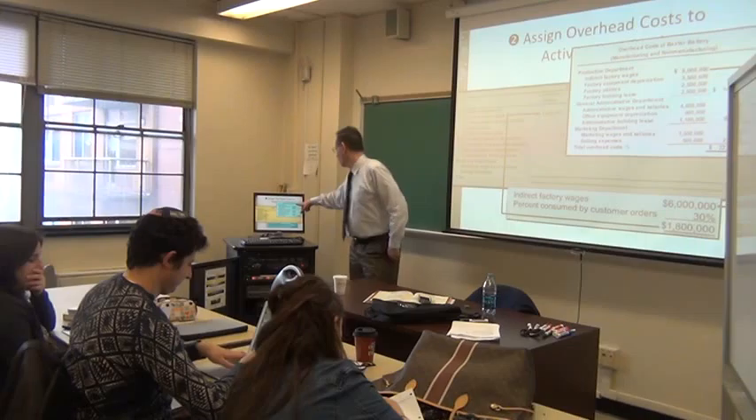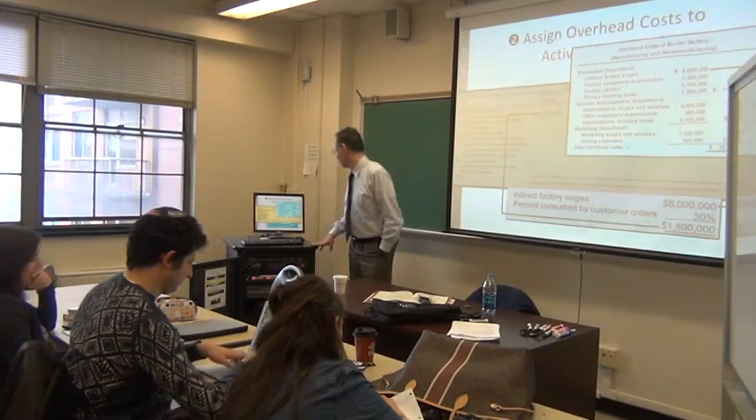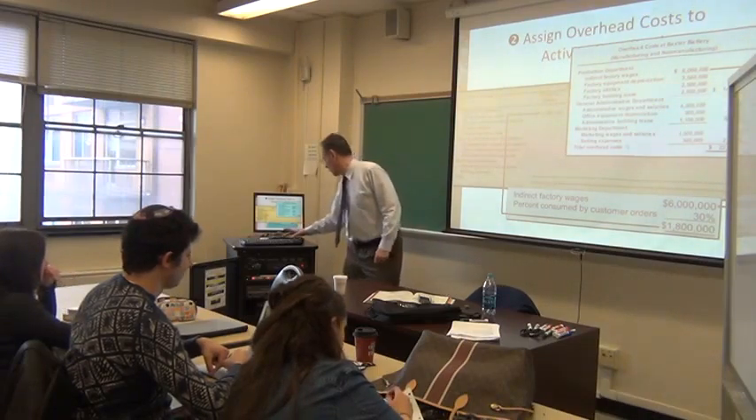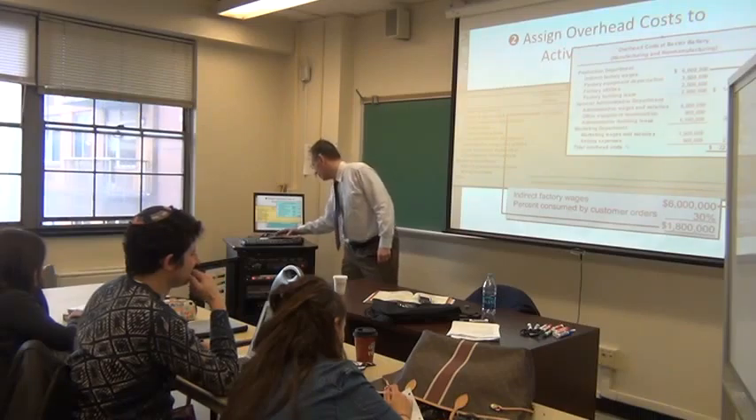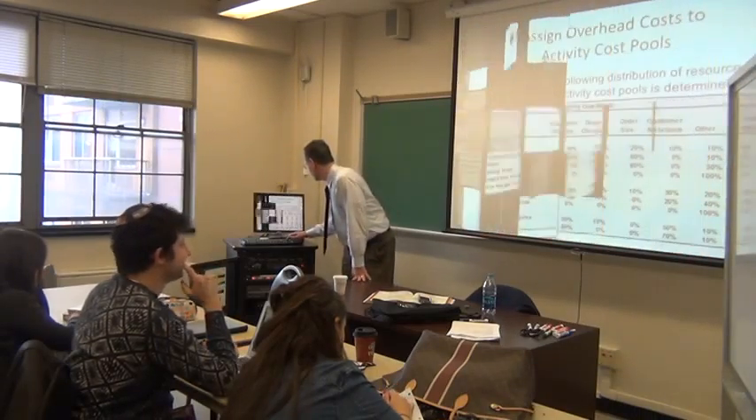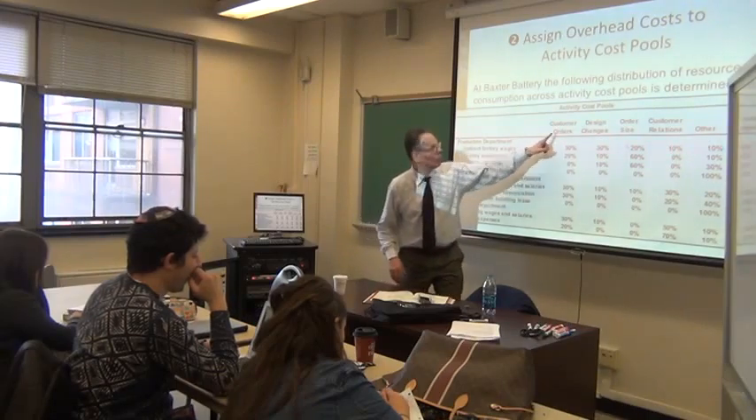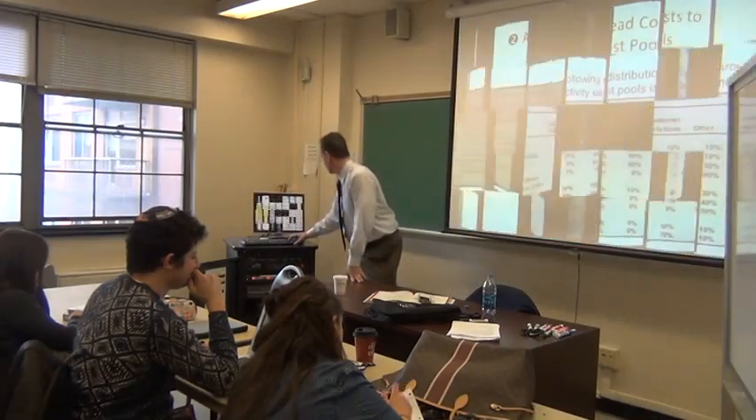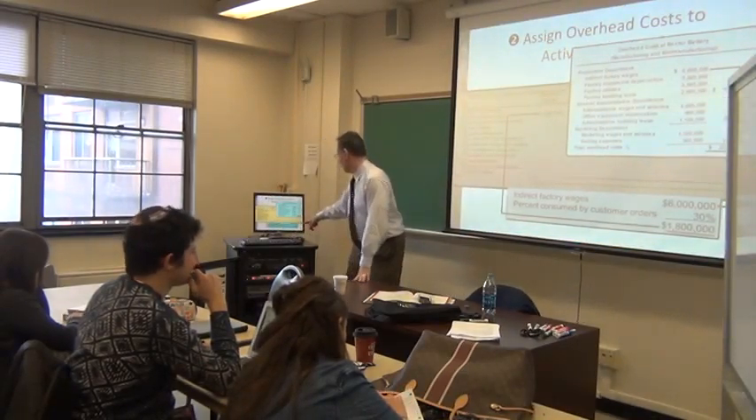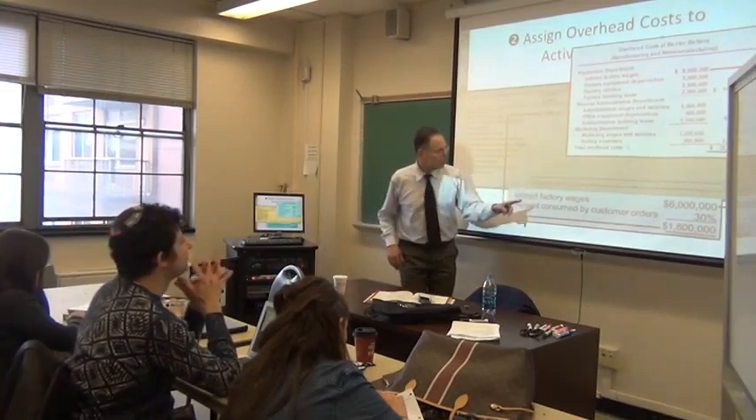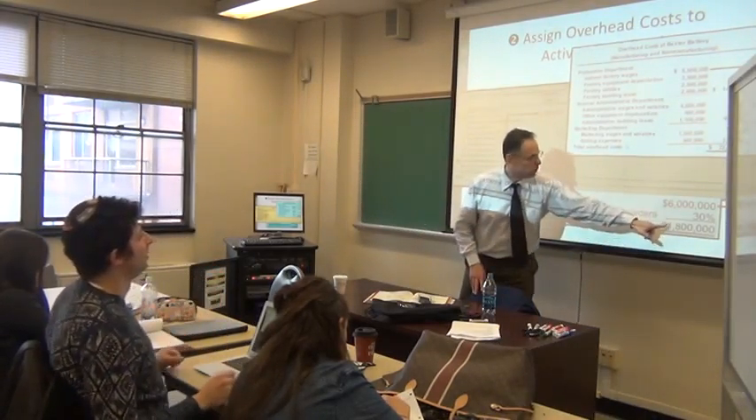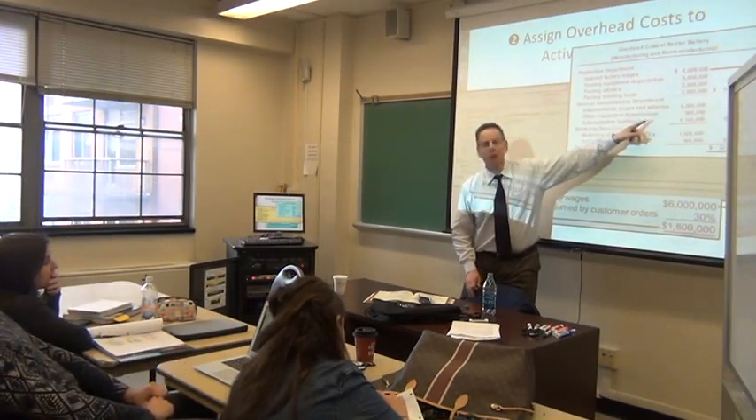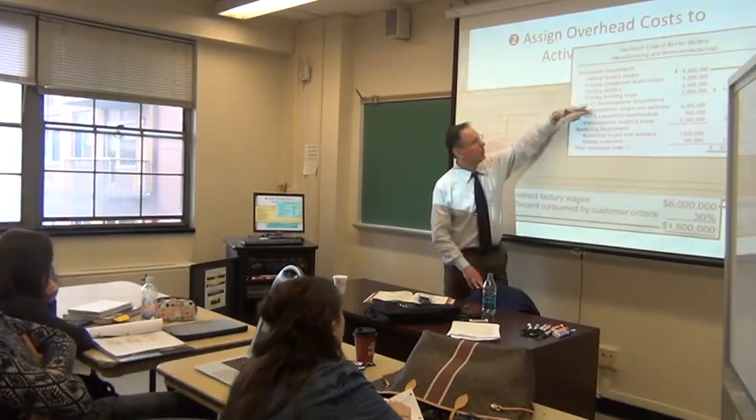So for example, you have indirect factory wages of 6 million, and you want to see how much of that should go into the bucket called customer orders. So how much of the 6 million should go into customer orders? 30%. So there it is. Customer orders, as part of its cost bucket, will end up with 1.8 million for that particular item. So we're going to go down the list of all these different costs and allocate them to these different cost buckets.